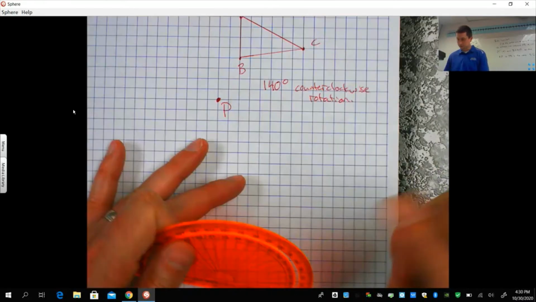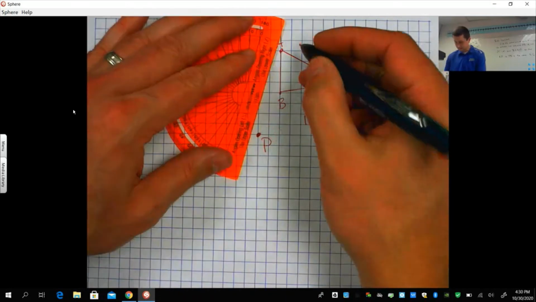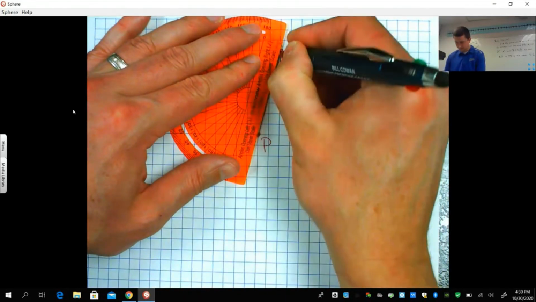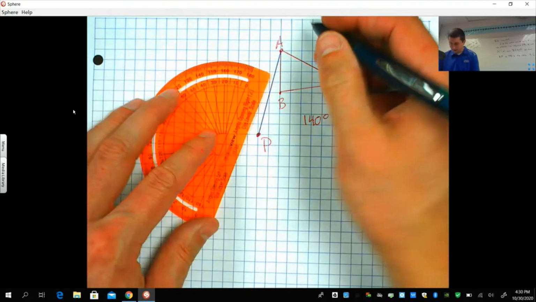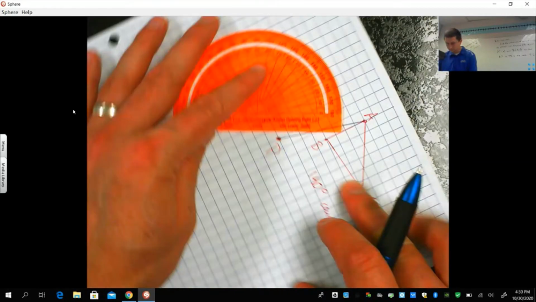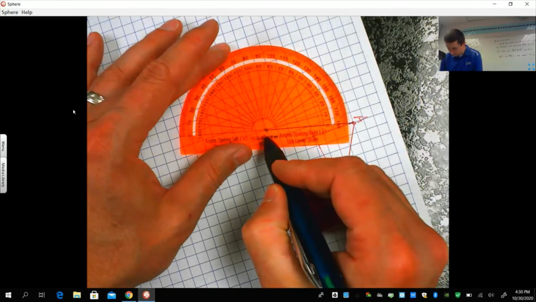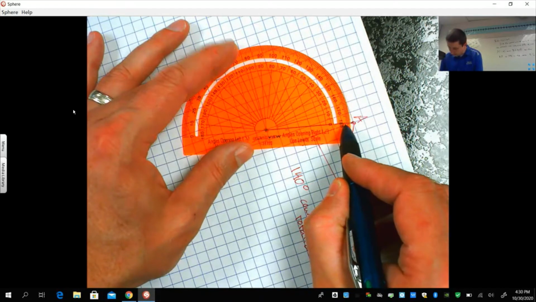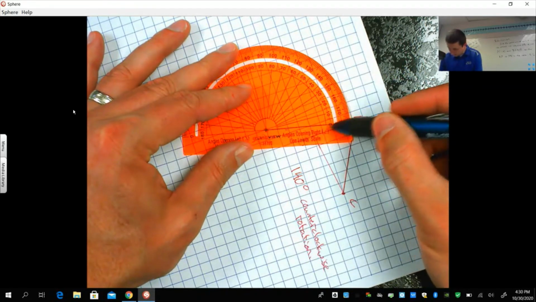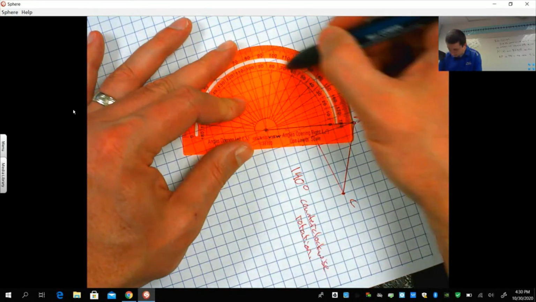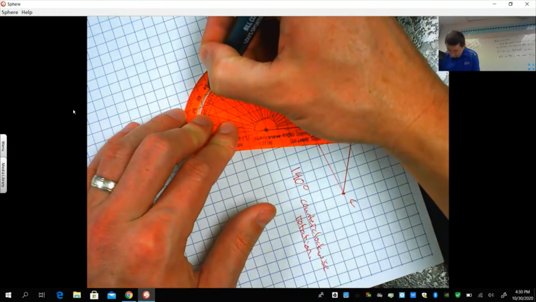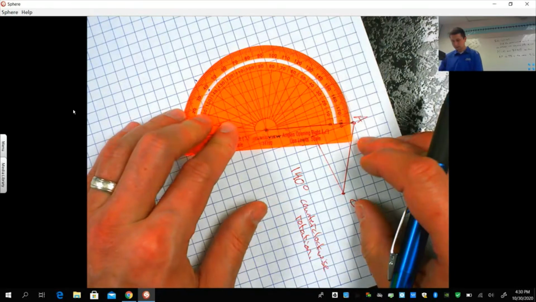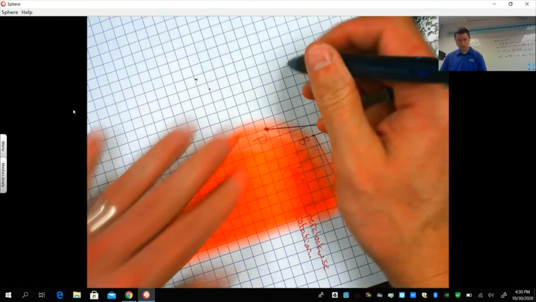I'm going to draw from A to P. I'm going to draw that segment. I want to measure 140 degrees, so I'm going to put my crosshairs right on that vertex. This line should line up with that, going along there. I'm opening right, so I want to use my lower scale. I want to go to 140. That's going to be my 140 degree angle.